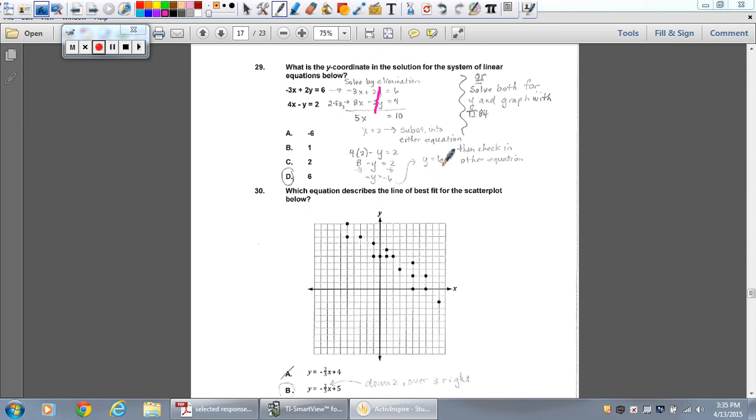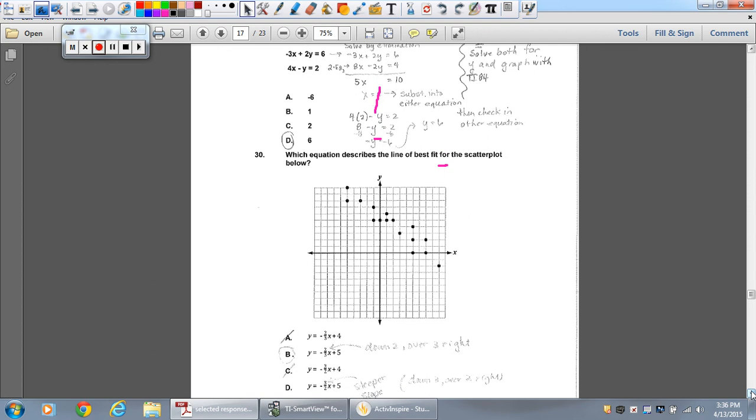You really should check that in the other equation. So we plug that in the second one. You should plug in the fact that x is 2 and y is 6 in the first equation. And so you feel confident with that. And here you can check it and make sure it's right. Another way you could do that is solve them both for y and graph them both and just see where they cross. So the solution would be where they intersect. So you could do that as well.